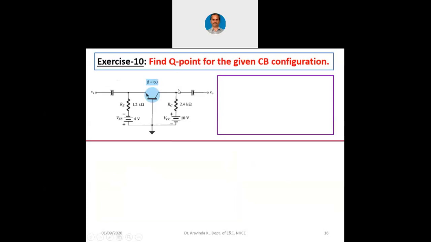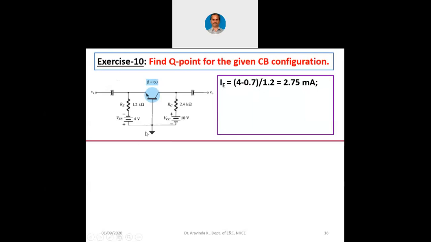The exercise is to find the Q point for the given common base configuration. Given beta equals 60, VEE is 4 volts, VCC is 10 volts, RC is 2.4 kilo ohms, and RE is 1.2 kilo ohms. We can straight away apply all the equations. IE is 4 minus 0.7 divided by 1.2.